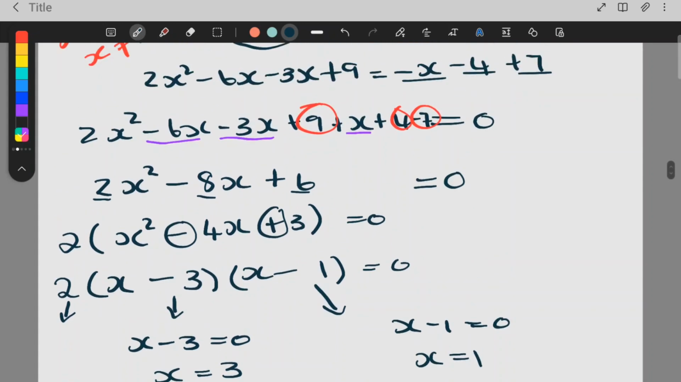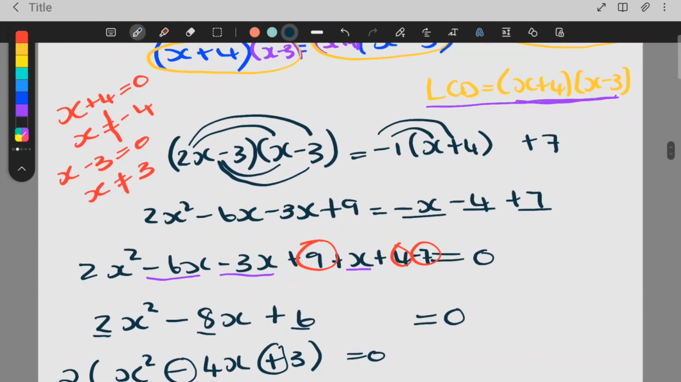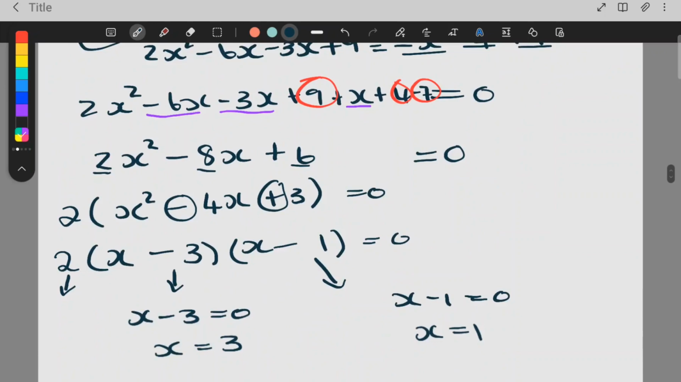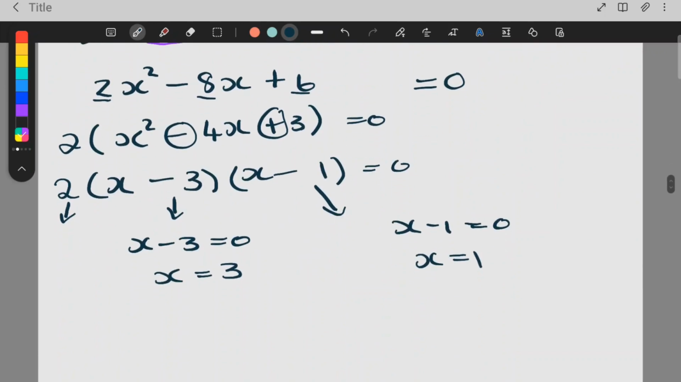So that's my answer. But then remember, I had a restriction. X cannot be 3. So let's go down here. You see you have a 3 here. So x cannot be 3. So the only answer is this.